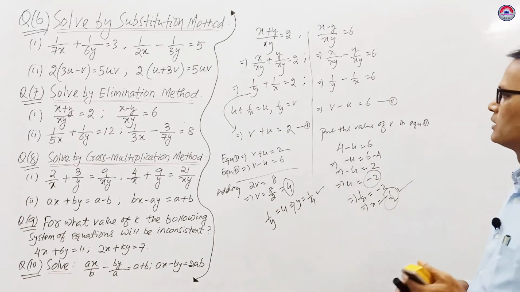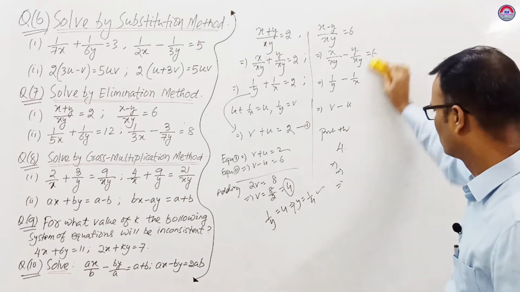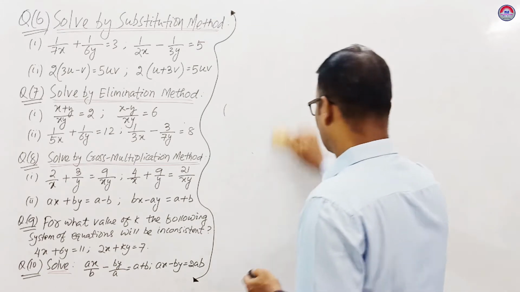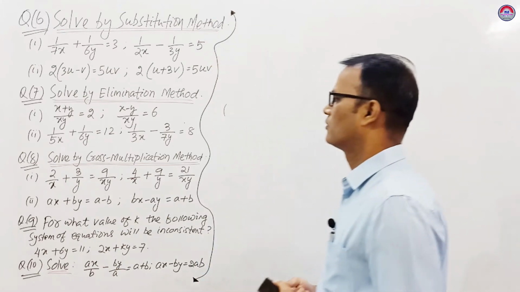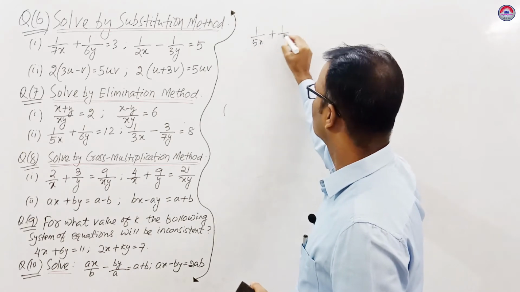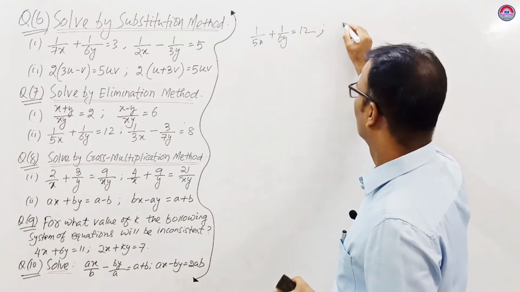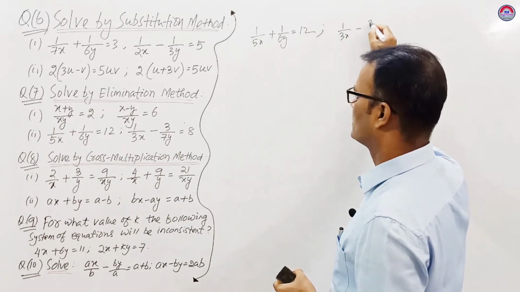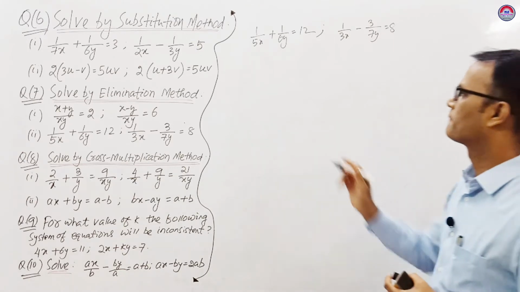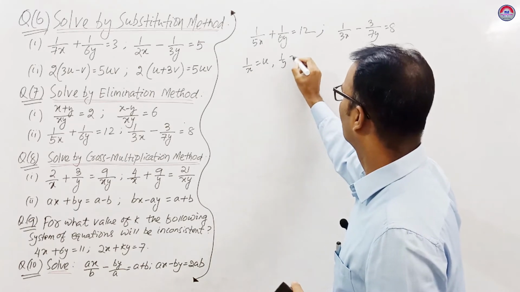Okay, write it down. The second question is very important. The first equation is 1 by 5x plus 1 by 6y equals 12. Second equation, 1 by 3x minus 3 by 7y equals 8. Here you can take 1 by x equal to u, 1 by y equal to v.